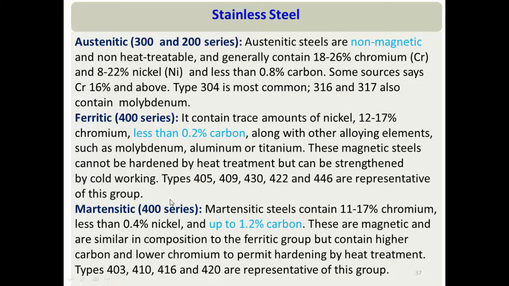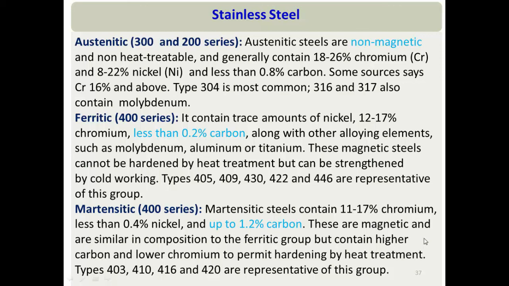Now, the third one is martensitic stainless steel. This also is in the 400 series. A common example of ferritic stainless steel is SS 405, SS 409, 422 kind of thing, so it is a 400 series stainless steel. Now martensitic stainless steel is also 400 series steel. They contain slightly less chromium compared to ferritic stainless steel, and higher carbon compared to ferritic stainless steel.